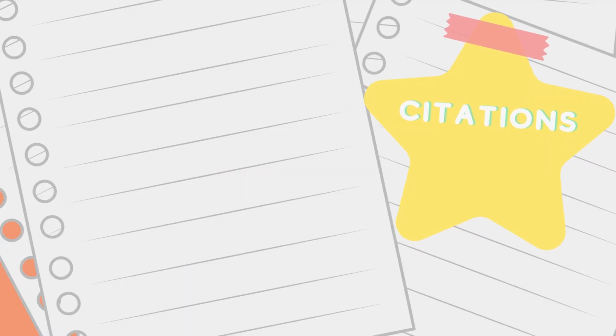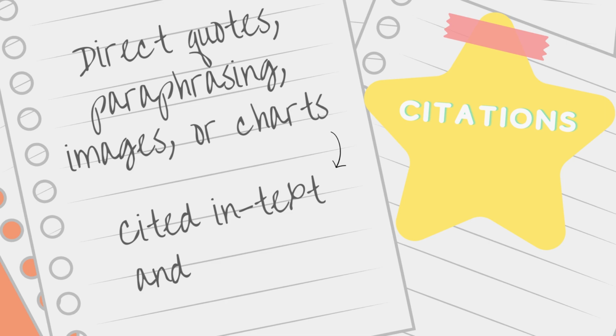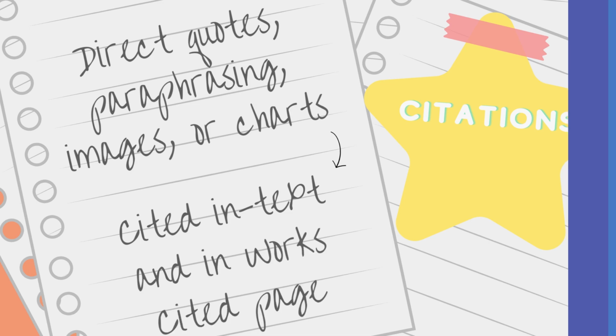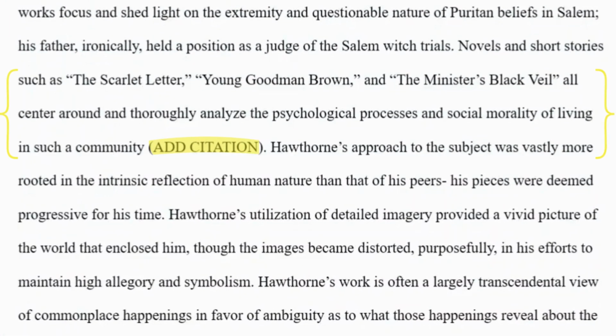There's one last very important piece of our MLA puzzle that we need to complete. Be sure to double check that all information included in your paper from an outside source is cited, both in your essay and in your Works Cited page. Here's an example of one that I missed.